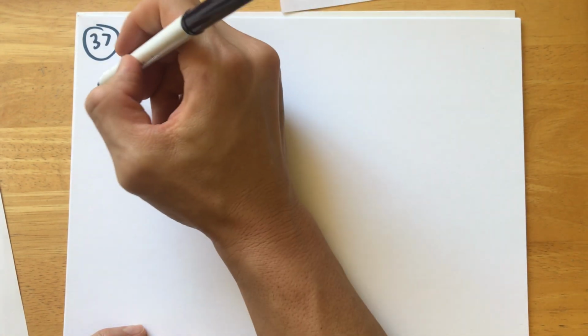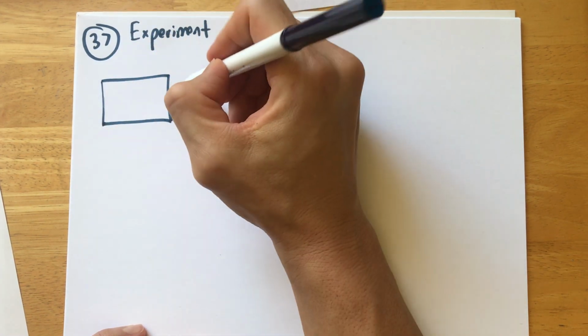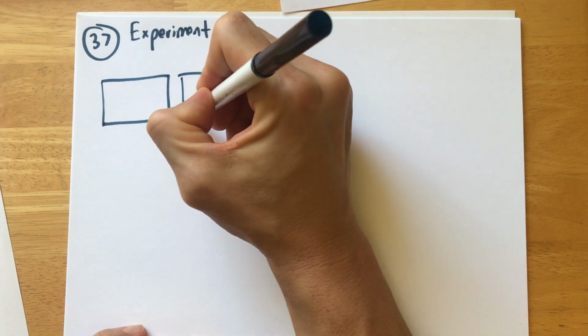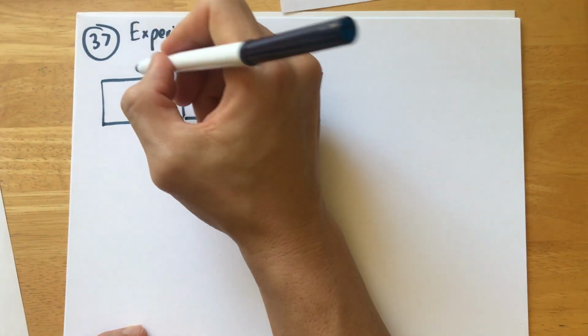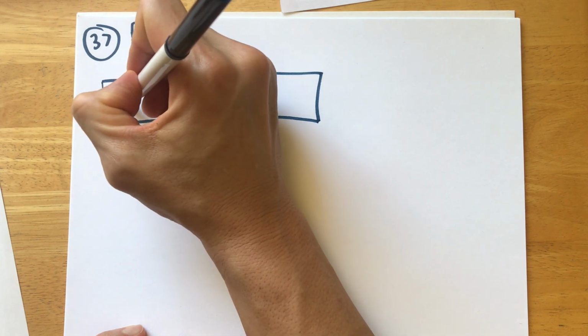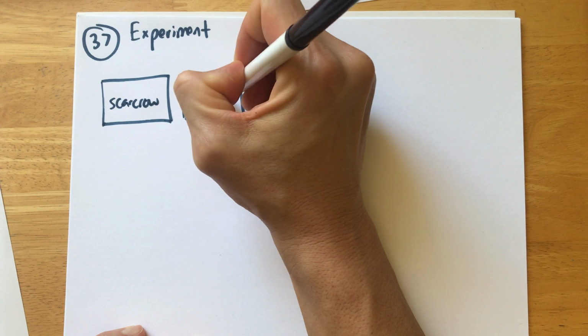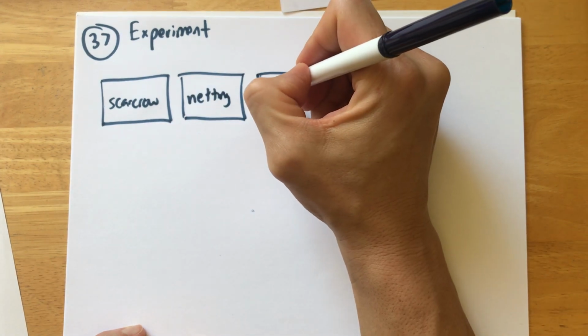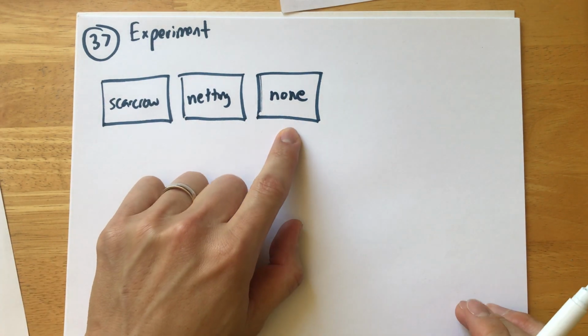But why don't we do this? Say this is a vineyard, right? This is vineyard number 1, and you have another vineyard right here, and another vineyard right here. In this first vineyard, you could put a scarecrow, in this one you could put the netting, and in this one you could have none. This is our control group.